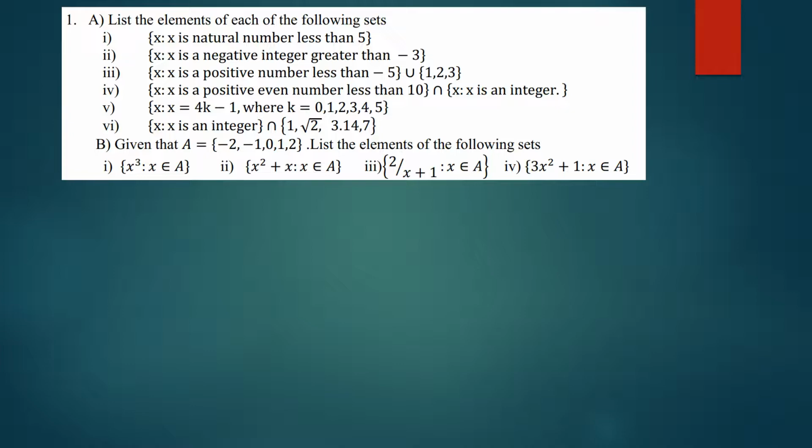In this tutorial, we are going to discuss how you can list the elements when you have been given sets in set builder notation. All right, so it's very simple. All you just need is to understand what you have been given and to know what the set of numbers is in that given set builder notation.